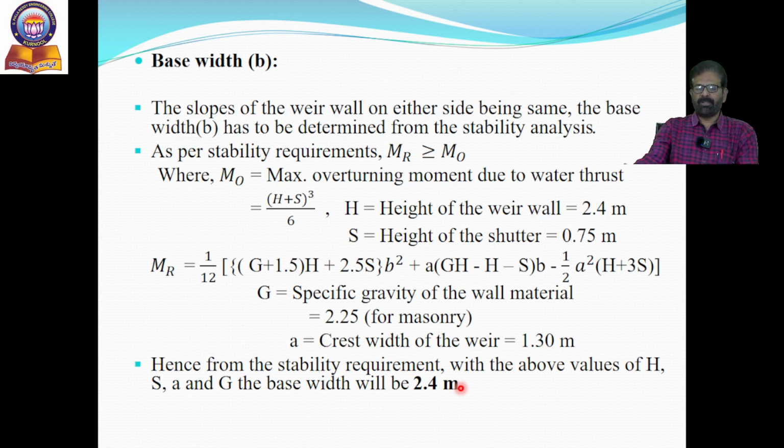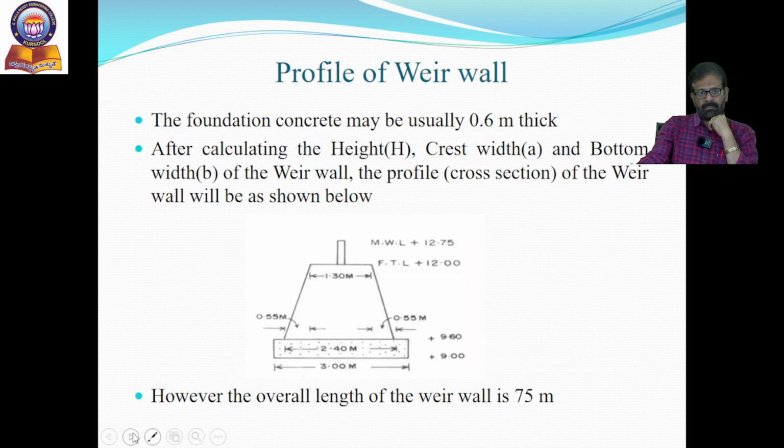So I hope it is clear. Till now, we fixed the dimensions of the weir wall: length, height, top width and bottom width. See here. Finally, we have to represent the profile of the weir wall like this. As I discussed, we can see through this figure all the dimensions clearly mentioned. The foundation concrete may usually be 0.6 meter thick. After calculating the height as 2.4 meter, crest width A as 1.3 meter and bottom width B also equal to 2.4 meter, the profile of the weir wall is shown like this.